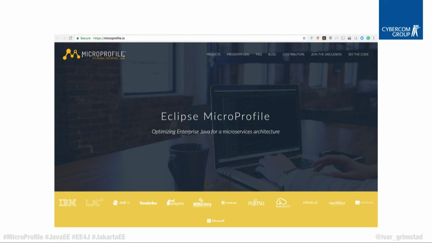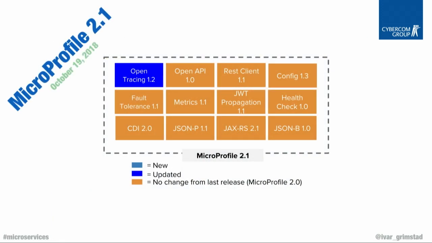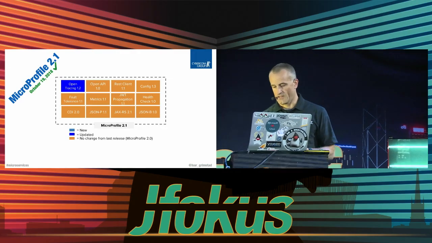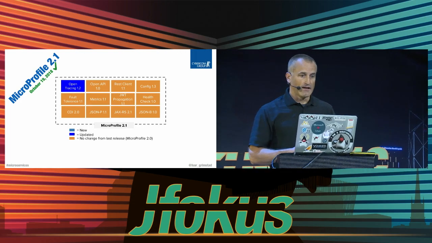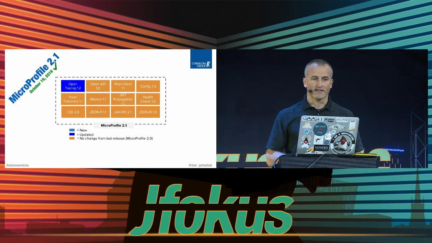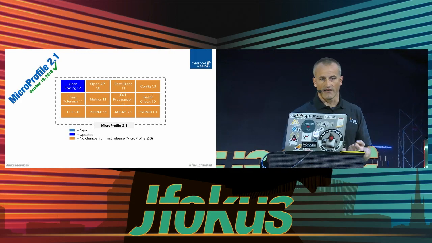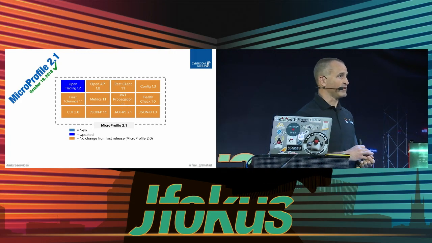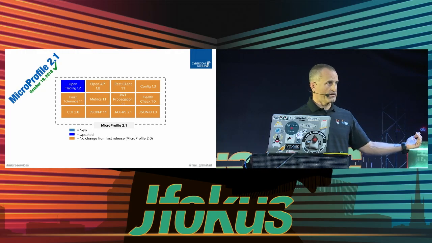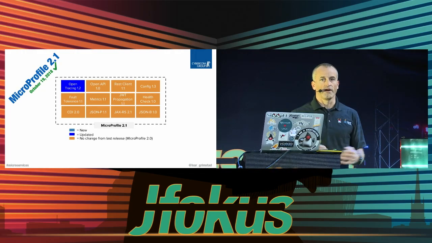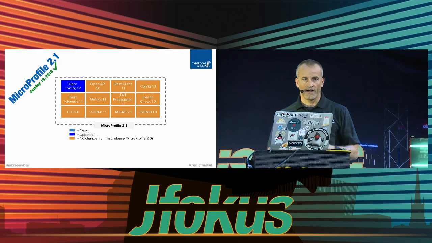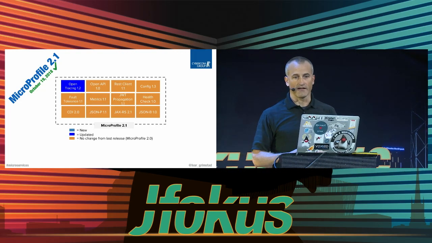The latest version is Microprofile 2.1. It provides a lot of the 12-factor app or cloud-native support for microservices. And as you see at the bottom, it is based on CDI, JSON-P, JAX-RS, and JSON-B. So it's Java EE technologies on the bottom with these more microservice-oriented APIs on top. And I'll go through a bunch of these in the patterns.